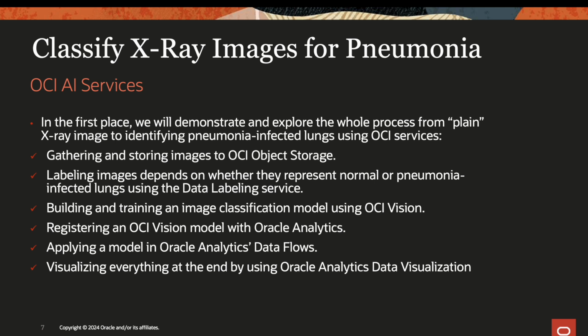Step 1 is gathering and storing images to OCI Object Storage. Step 2 is labeling images depending on whether they represent normal or pneumonia-infected lungs using the Data Labeling service. Step 3 is building and training an image classification model using the OCI Vision service. Step 4 is registering an OCI Vision AI model with Oracle Analytics Cloud. Step 5 is applying the model in Oracle Analytics Data Flow. In the end, we visualize everything using Oracle Analytics Data Visualization.